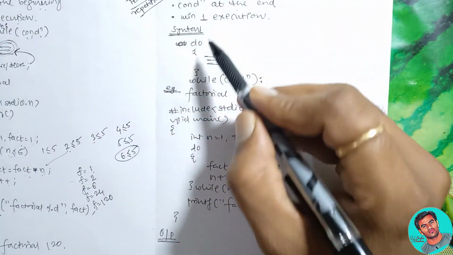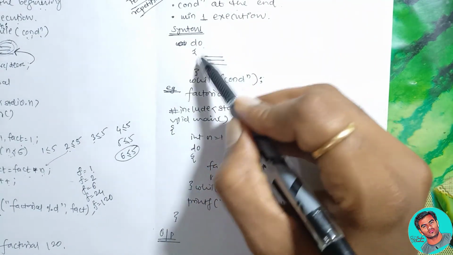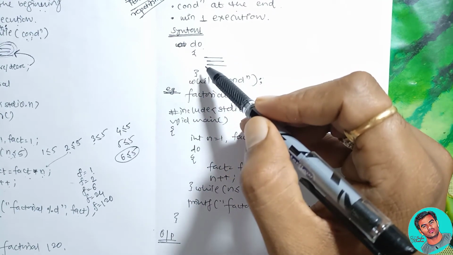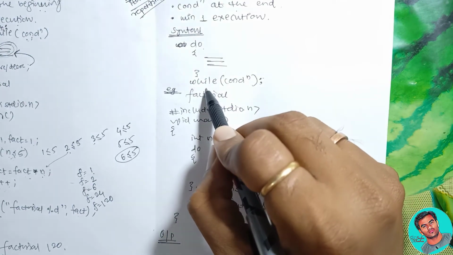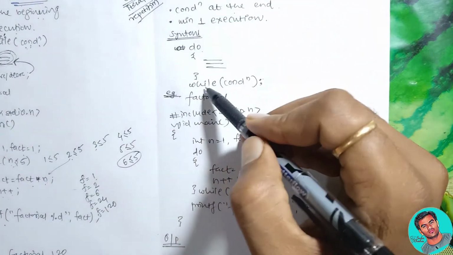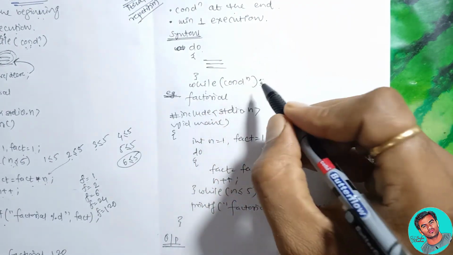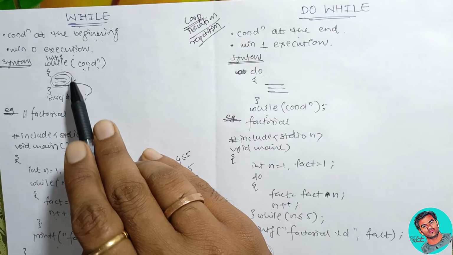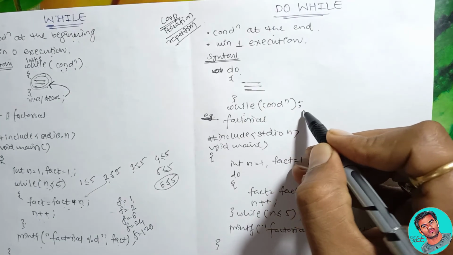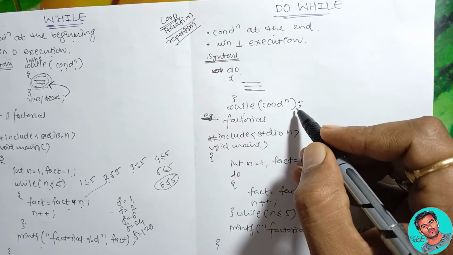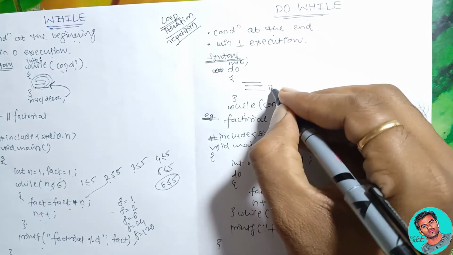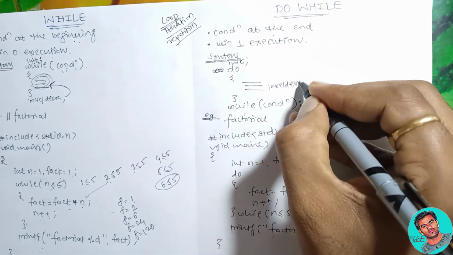So the syntax is a do statement, then there are statements within the block which we need to execute in a repeated manner, then there is a while condition. As we have said, the condition is at the end. But the difference here is that in the while loop there is no semicolon after the condition, but here there is a semicolon. The initialization is done before, and the increment or decrement is done inside.